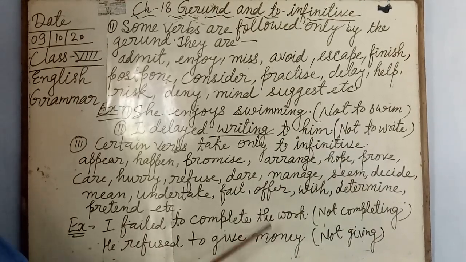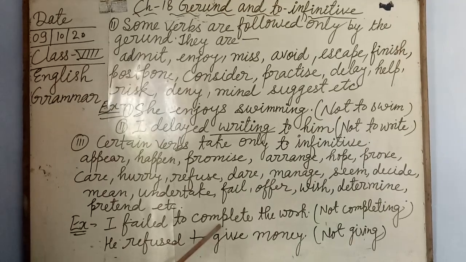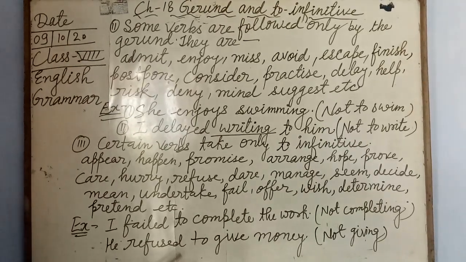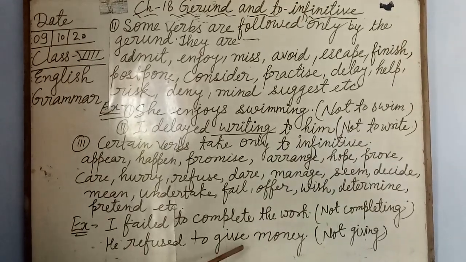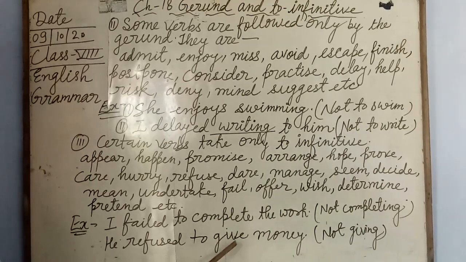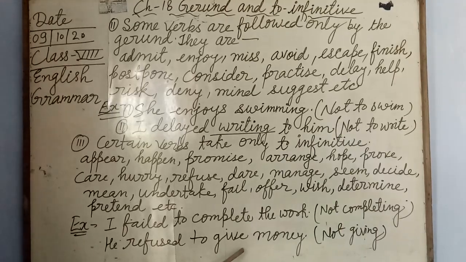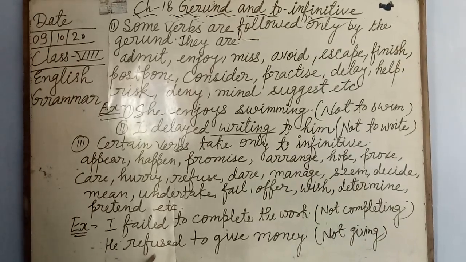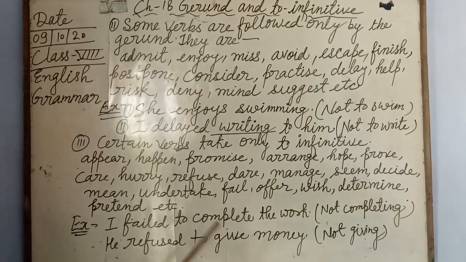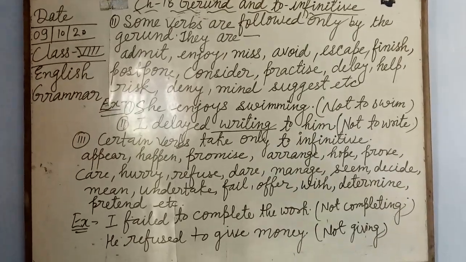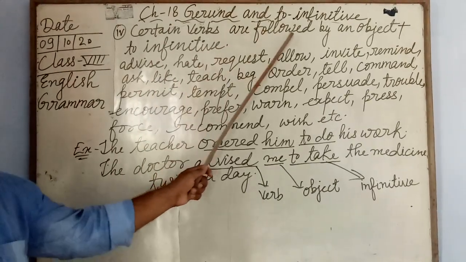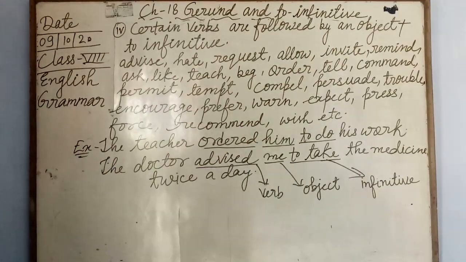I failed to complete the work. Here we cannot use completing. He refused to give money. To give, it is what? An infinitive. To give is an infinitive, and here we can never use giving because it will be incorrect. The verb refuse will only be followed by an infinitive. Okay? Now see the fourth rule. Certain verbs are followed by an object plus to infinitive.